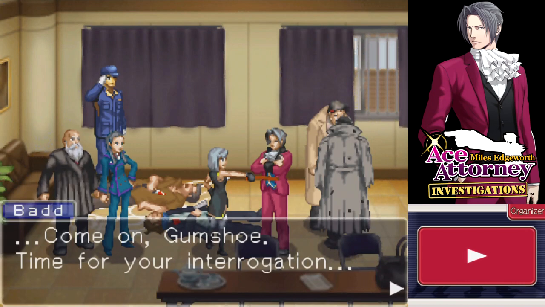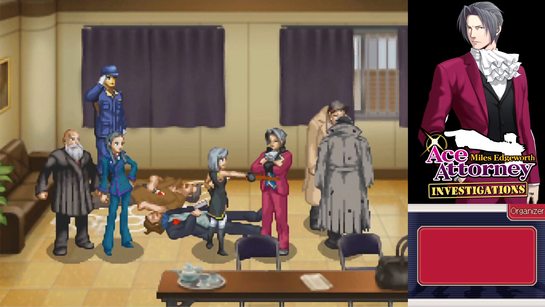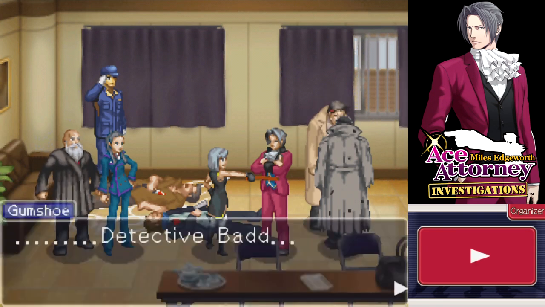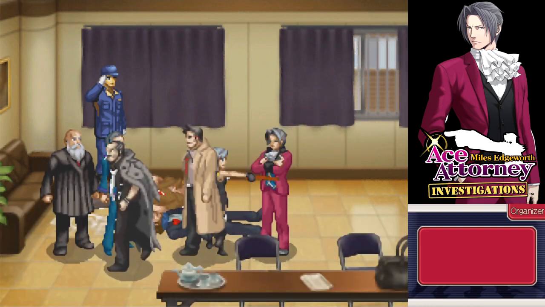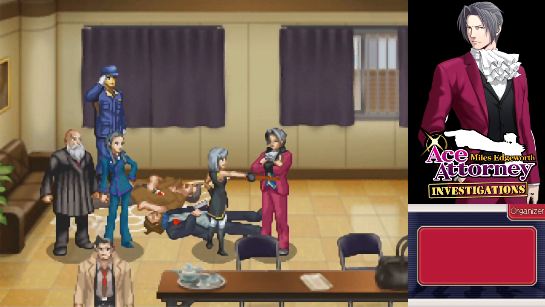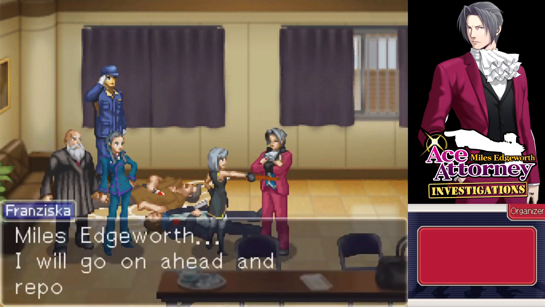Come on, Gumshoe. The judge is still heavy breathing over there. Time for your interrogation. Ah, shit. Detective Badge. Poor buddy. I don't get paid enough for this. Miles Edgeworth, I will go on ahead and report this to Papa.